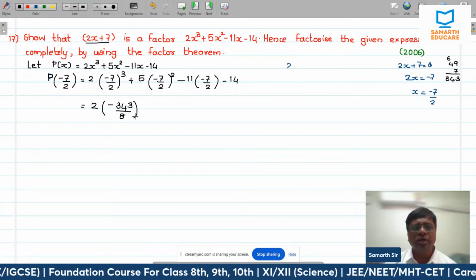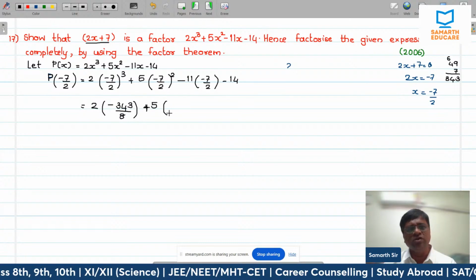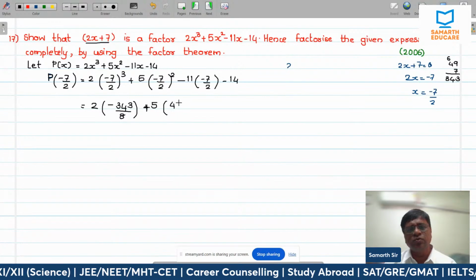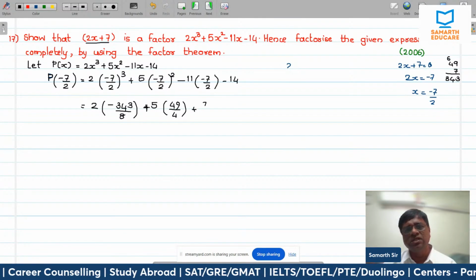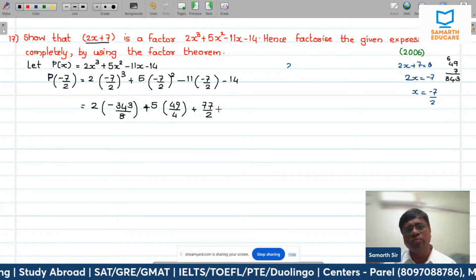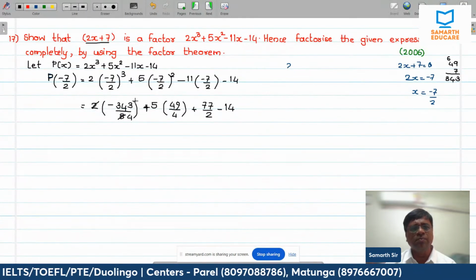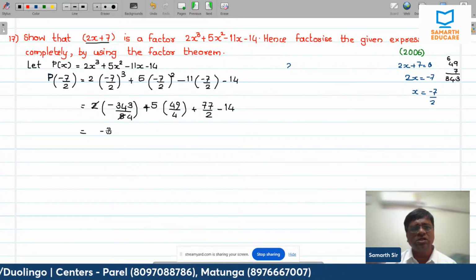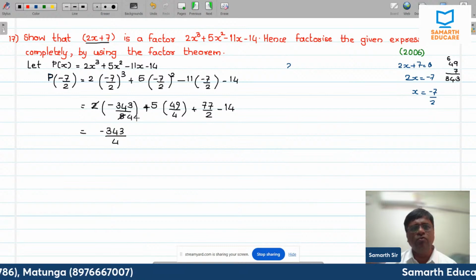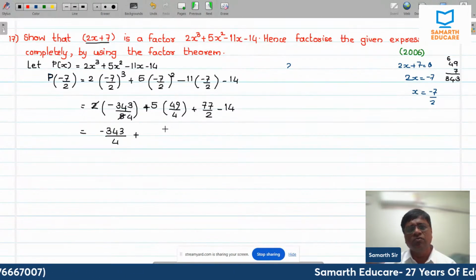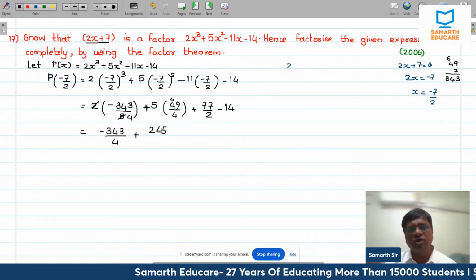Divided by 2 cube, which is 8, plus 5. A negative term raised to an even power is plus. 7 square is 49, 2 square is 4. And this is 77 upon 2 minus 14. Step by step. 2 fours are 8. Okay. Minus 343 divided by 4 plus 5 nines are 45, 5 fours are 20 and 4, it is 245 over 4.